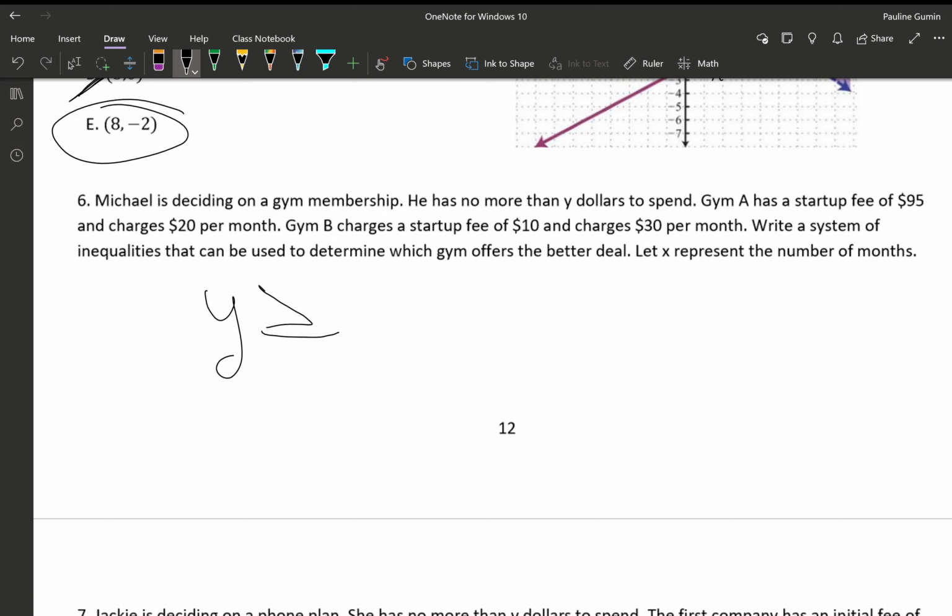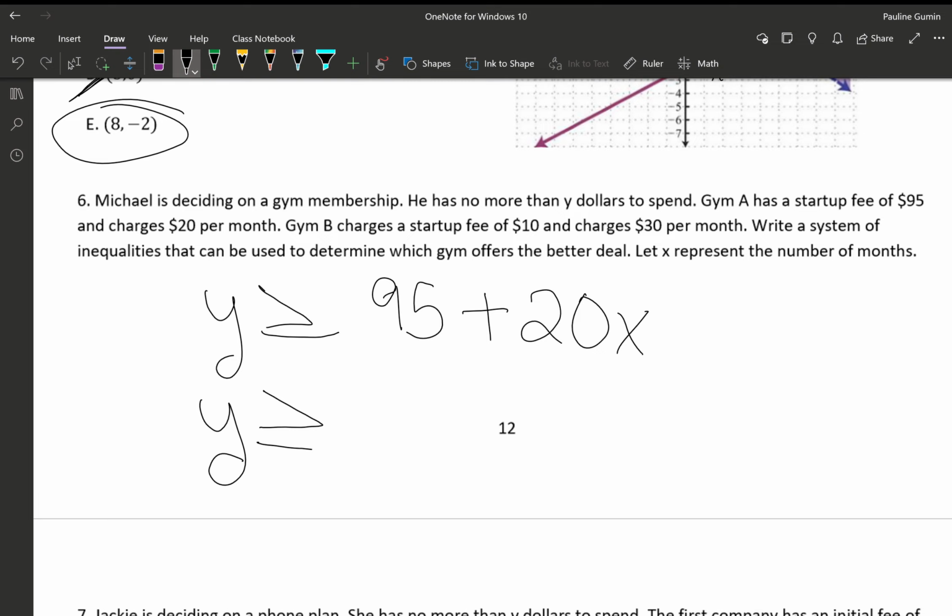So, Gym A has a startup fee of $95. So, no matter what, you got to spend $95. And that's a plus $20 per month. Gym number 2, once again, Michael can only spend less than what he has or exactly what he has. Gym B starts with $10 and then charges $30 per month.